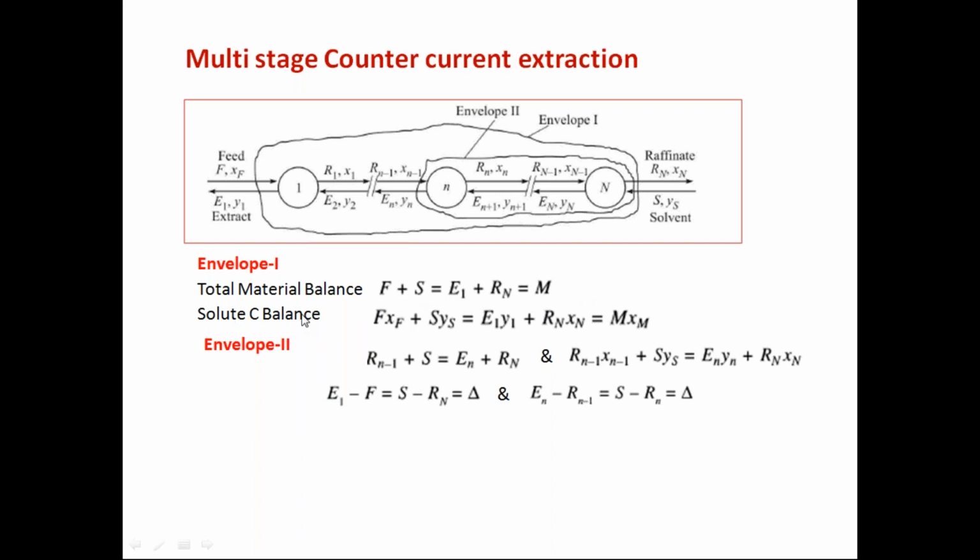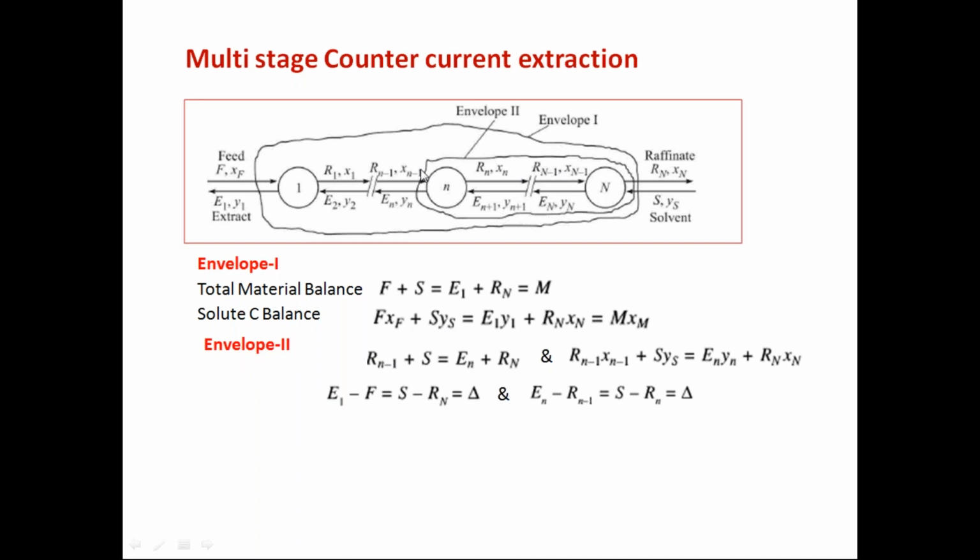And also if you do the solute balance, at both ends, you know that F into XF is the input of the solute into envelope 1, and S into YS is the solute input along with the solvent into envelope 1. So that may split into Rn into Xn, then E1 into Y1. So that will be again equal to M times Xm. Okay. So you'll get two different equations. One is the total balance equation and another is the solute balance equation.